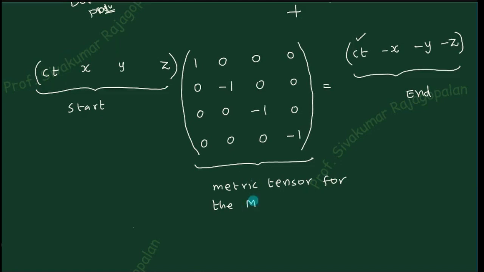So therefore, I will say that this is what is known as the metric tensor for the Minkowski space. So this tensor is going to help you to do the conversion. Now that these things are looking lengthy and occupy a lot of space, people wanted to discover some kind of compact notation. And this compact notation is what is known as index notation.